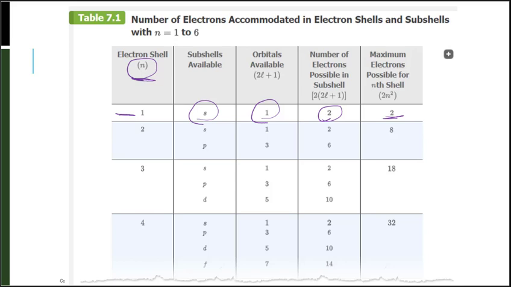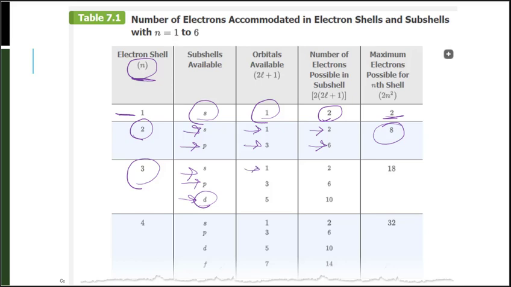In our second energy level, we have 2 S's and 2 P's. In our S, we have 1 orbital that can hold 2 electrons. And in our P, we have 3 orbitals that can hold 6 electrons for a total of 8. Then we get to energy level 3. We have 3s, 3p, and then we have 3d. Remember, the 3d is in the 4th row.